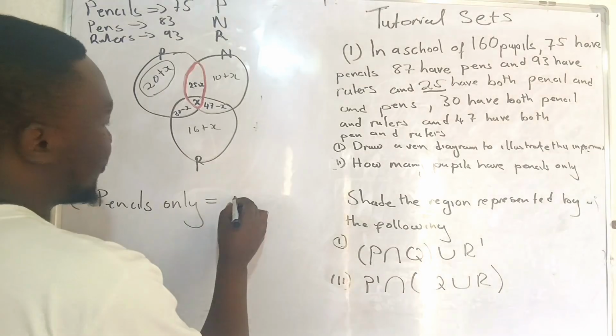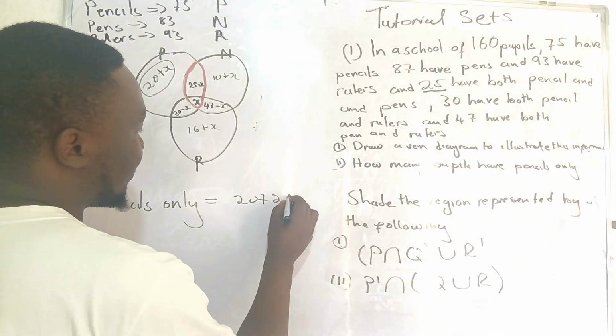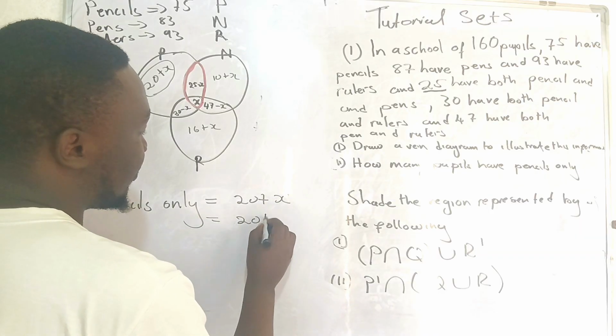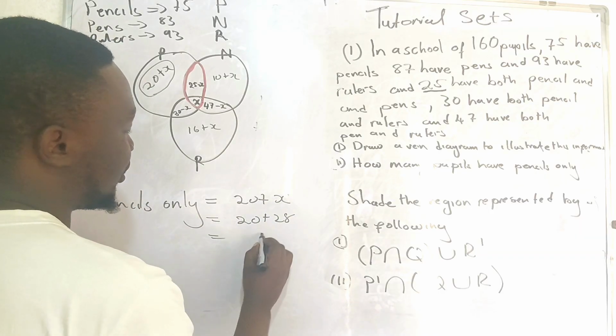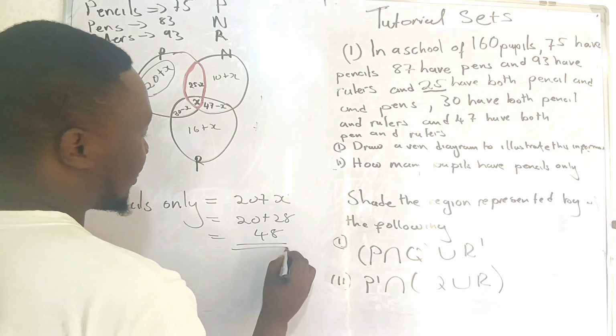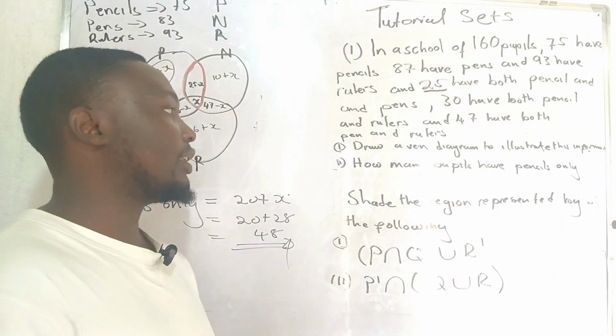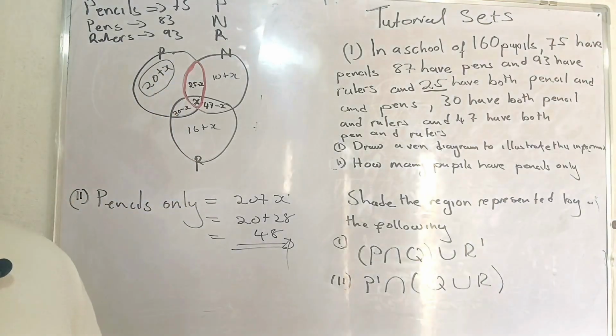Pencils only is equal to 20 plus x, which is 20 plus 28, which is also 48 students. Those are the number of students with pencils only.